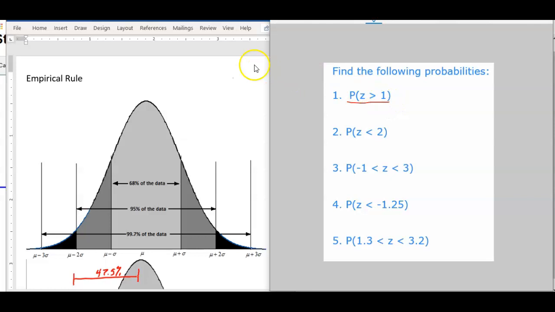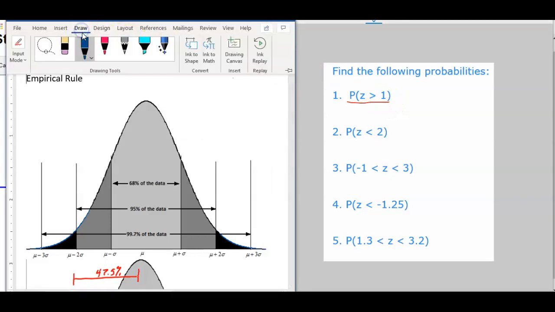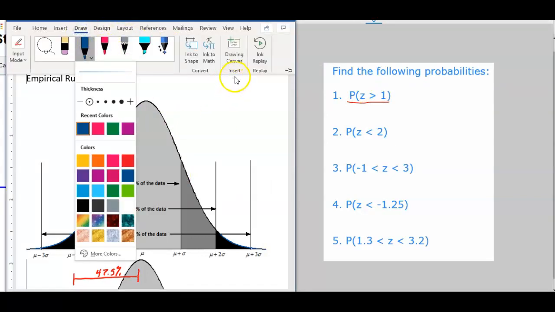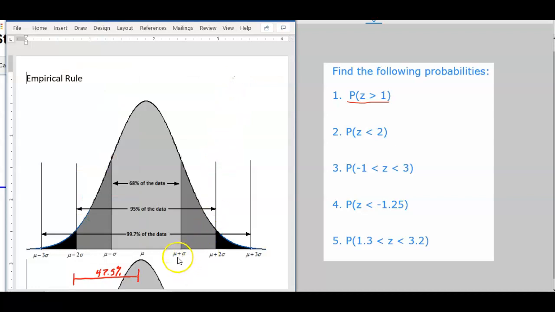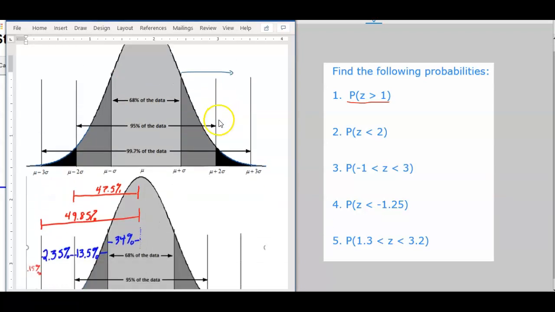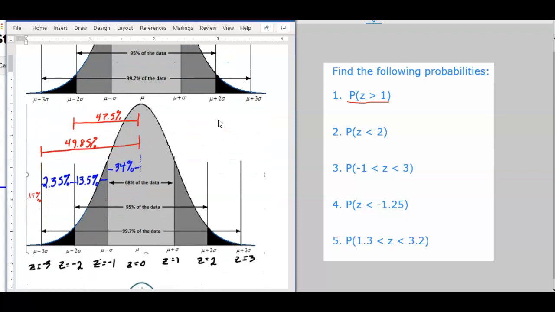Z-score is greater than 1. So we'll come over here. We'll say now z-score is greater than 1. The z-score of 1 means it's one standard deviation to the right of the mean, and the mean, of course, is the top here. So a z-score greater than 1, we're looking for the area to the right here. There are several approaches to doing that. Using the empirical rule, I want us to scroll down and take a look more specifically. So that is this area to the right.